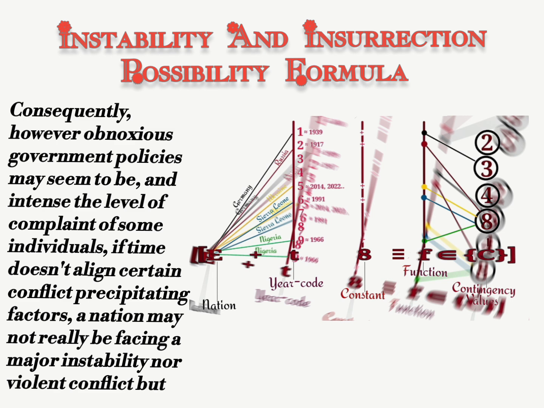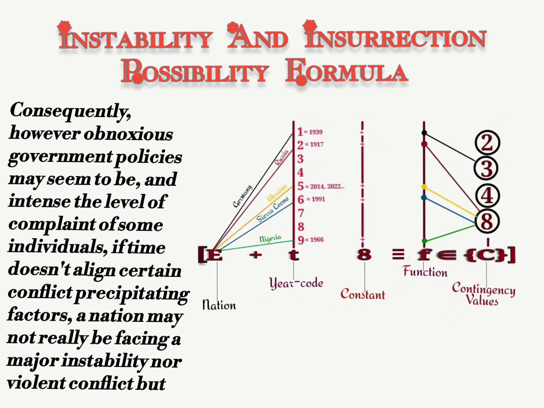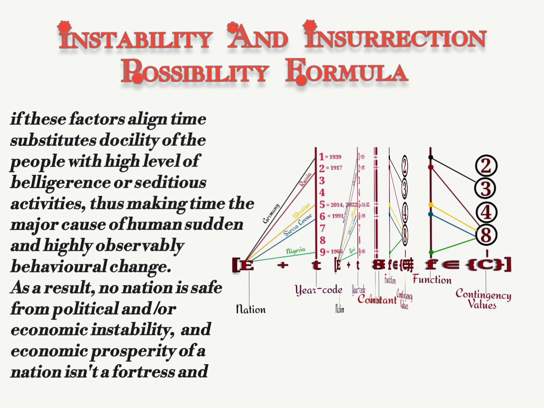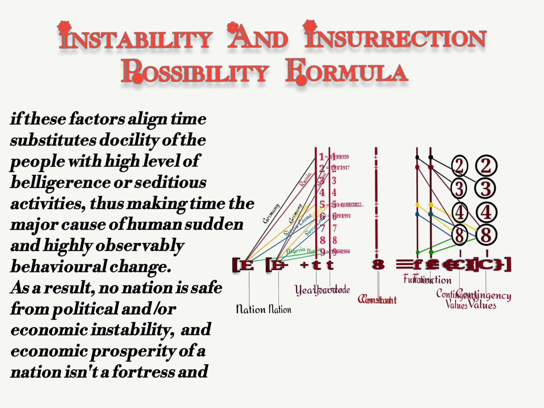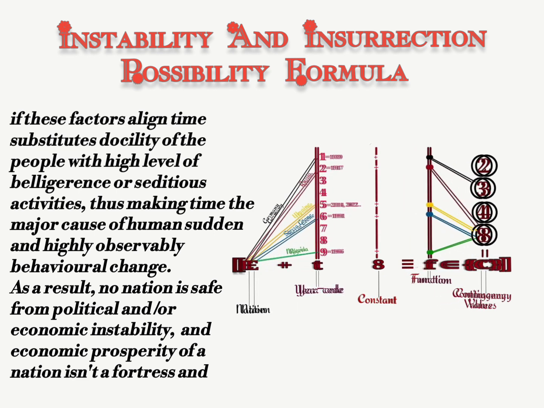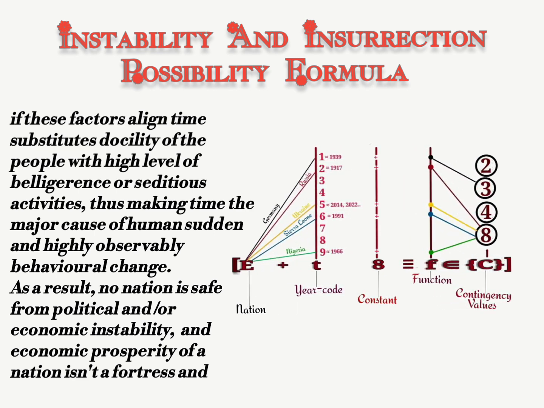Consequently, however obnoxious government policies may seem to be, and intense the level of complaint of some individuals, if time doesn't align certain conflict precipitating factors, a nation may not really be facing a major instability nor violent conflict, but if these factors align, time substitutes docility of the people with high level of belligerence or seditious activities, thus making time the major cause of human sudden and highly observably behavioral change.